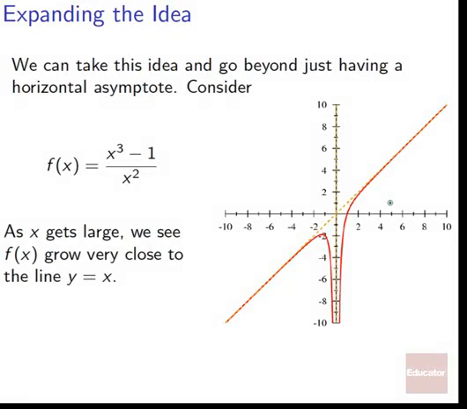We can take this idea and go beyond just having a horizontal asymptote. Consider f of x equals x cubed minus 1 divided by x squared. As x gets large, we see f of x grow very close to the line y equals x. We can see that on that dashed orange line going through the y equals x line. We see how close it becomes. In fact, it grows so close so quickly that we almost can't tell the difference between the two on the far parts in this graph. They'll never be perfectly the same because we've got this minus 1 here, but they become really, really close.